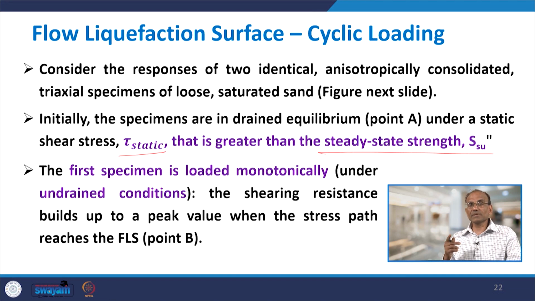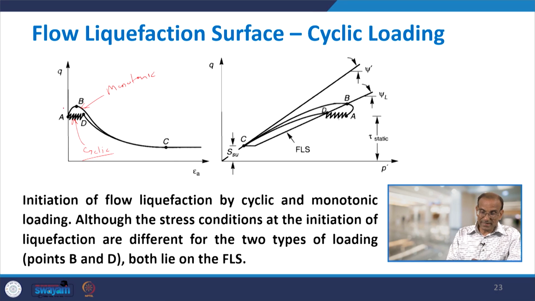The shearing resistance built up to a peak value when the stress path reaches the FLS at point B. So, up to point B, A, B, C is similar to what we already discussed. Point B is where the specimen becomes unstable, because you are getting the maximum value of deviatoric stress, and after that strain will start to develop.